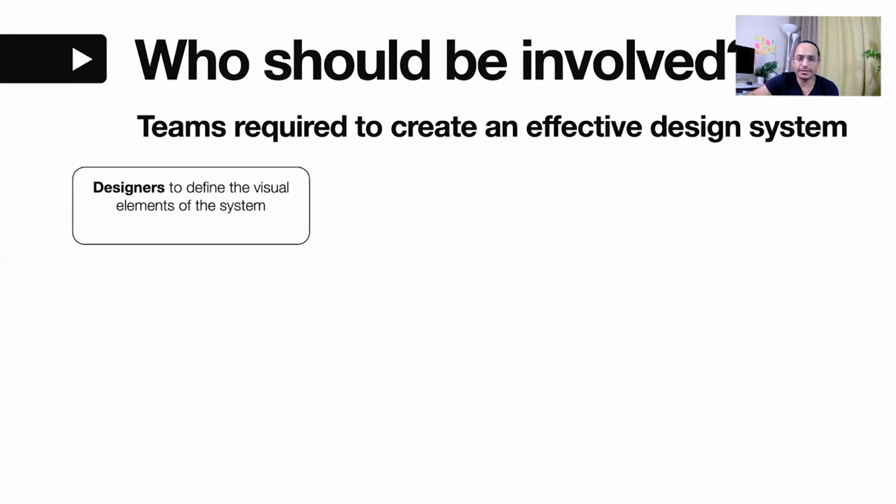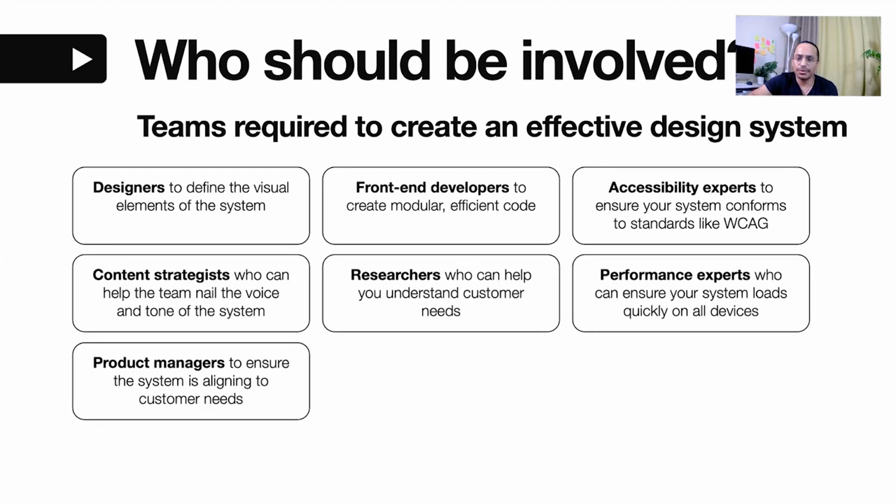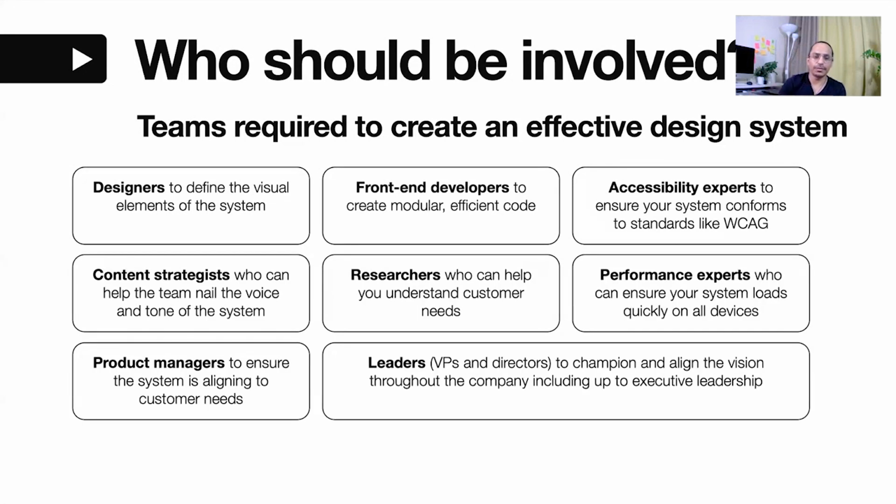So who should be involved in this design system? Let's understand who is generally involved in this. One is the designers who actually design the elements or the components. And then the front end developers to create modular, efficient code. Once these components are designed, the developer comes and converts this visual design into code. And there are also accessibility experts who do the accessibility testing of the components.